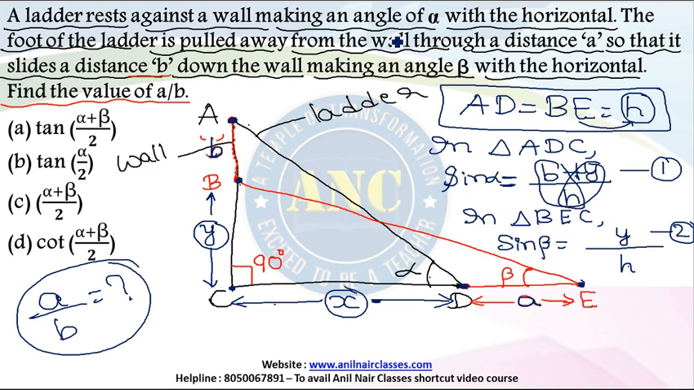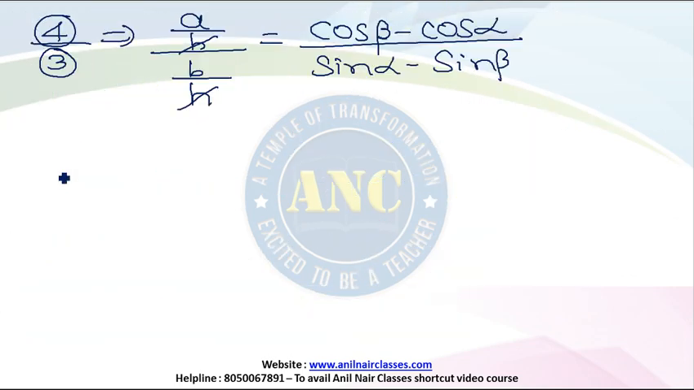But the answer options are definitely not given like that. They are given in terms of tan, or in terms of cot, or in terms of no trigonometric function at all. So I need to further simplify. A by B is equal to cos beta minus cos alpha, which is nothing but cos C minus cos D. You know the transformation formula which I taught in trigonometry with a beautiful shortcut. Please refer to my trigonometry class if you have not seen that. I have taught you a very beautiful shortcut to transform cos C minus cos D.